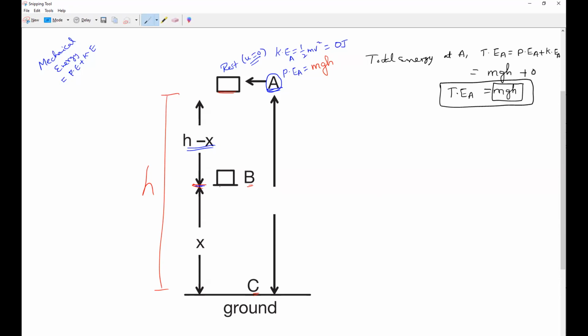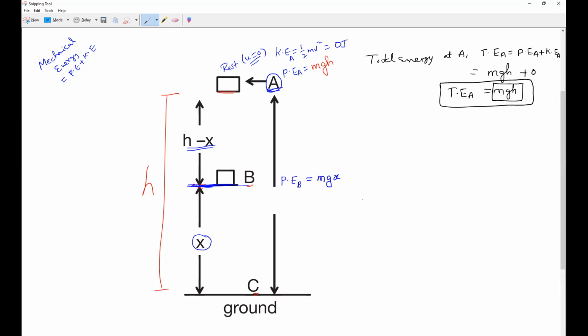All of you observe very carefully. At point B, the body comes from point A to point B. At point B, it is above the ground at what height? With height x above the ground. X meters. So the potential energy at point B is equal to mgx. Is it okay?